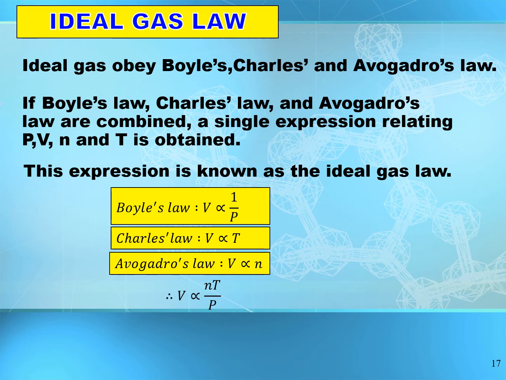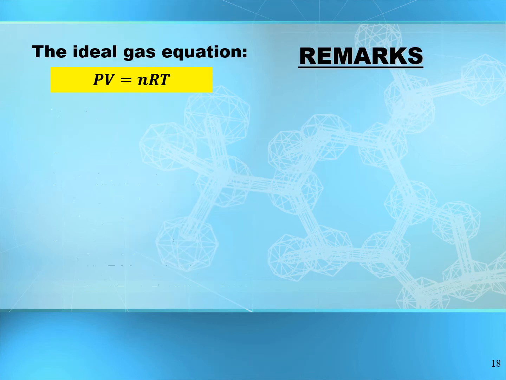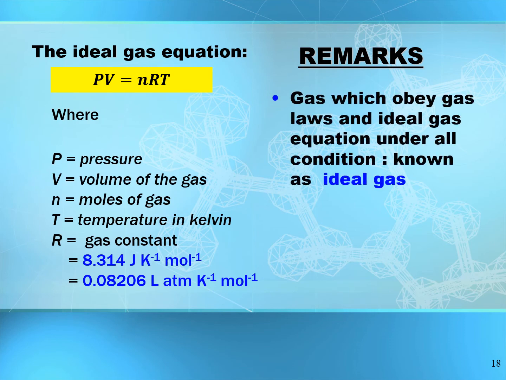where volume is directly proportional to the number of moles and absolute temperature and inversely proportional to the pressure. So after we derive, the final equation for the ideal gas is PV equals nRT. The ideal gas law is PV equals nRT.